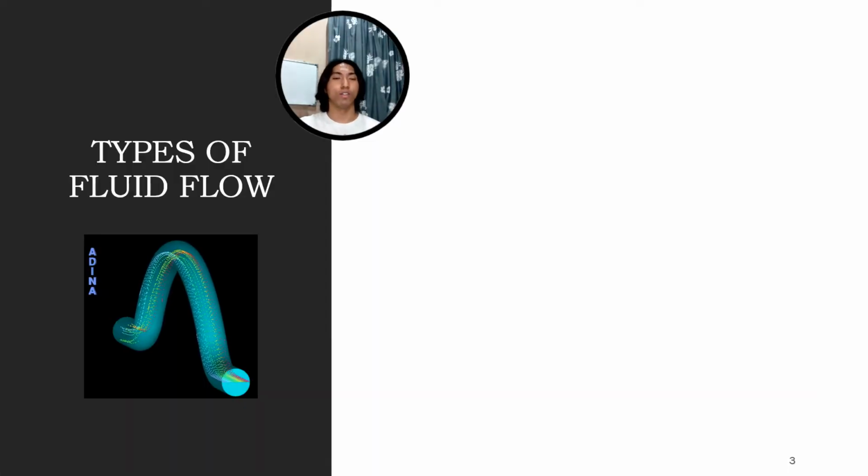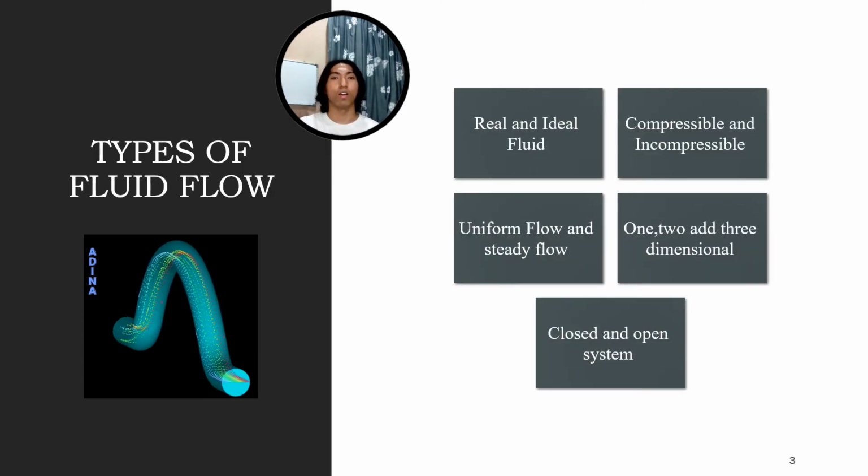Next, we are going to let you know about the types of fluid flow. You guys can also see this as the concept of fluid flow due to the presence of shear stress. There are 5 types of fluid flow, which you guys can see: real and ideal fluid, compressible and incompressible, uniform flow and steady flow, 1, 2, and 3 dimensional, and the last one is closed and open system. But for this presentation, I will only explain to you guys about 1, 2, and 3 dimensional flow.